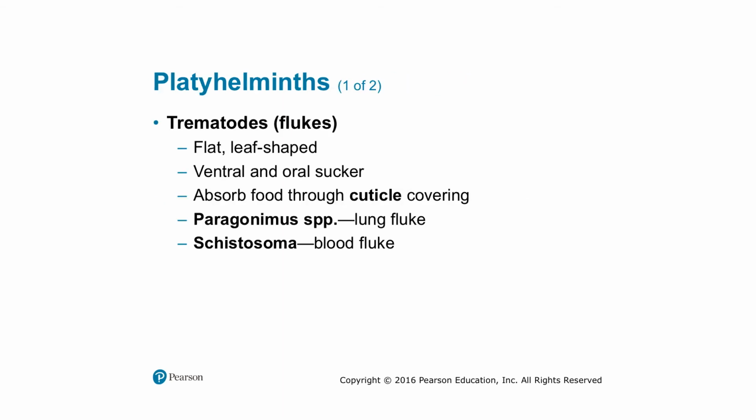So let's take a look at some more of these helminths. So the platyhelminthes, these are the flatworms. The trematodes, or flukes, these are flat, leaf-shaped. They have a ventral and oral sucker, and they absorb food through the cuticle covering them. The paragonimus is the lung fluke, and the schistosoma is the blood fluke.